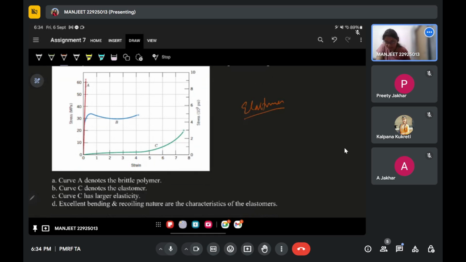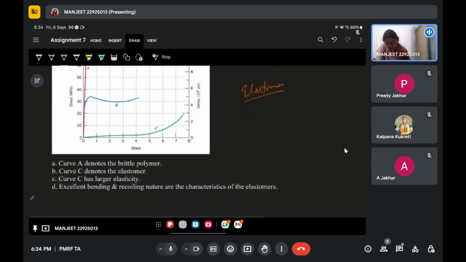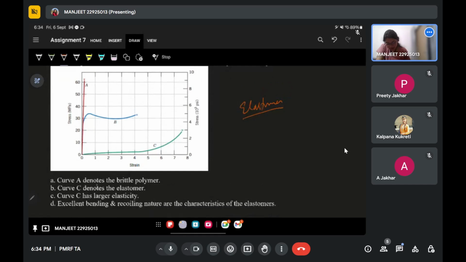So in the A part, it is said that curve A denotes the brittle polymer. So what is a brittle polymer? Basically, if it is brittle, when you apply any strain, it can't withstand that strain. It can't afford that strain, so it is the brittle one. You can see here also, it can't withstand or afford the strain. So yes, curve A is the brittle polymer.